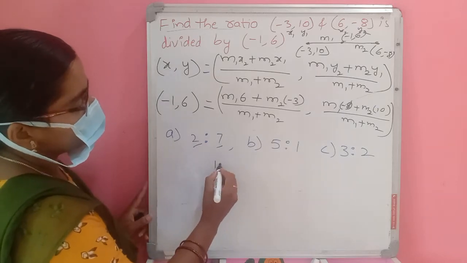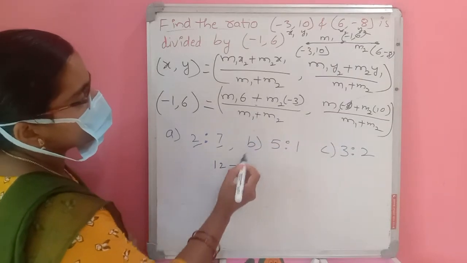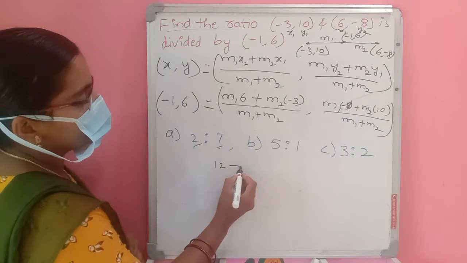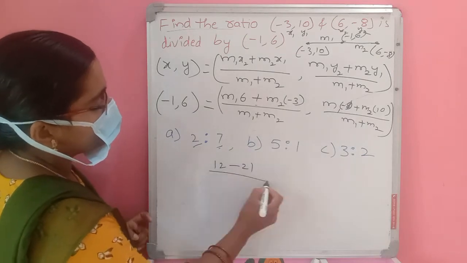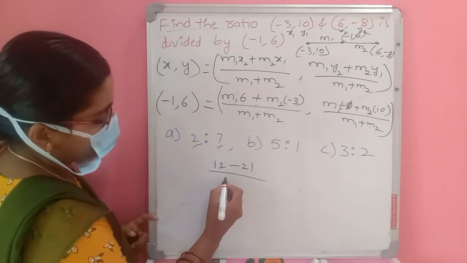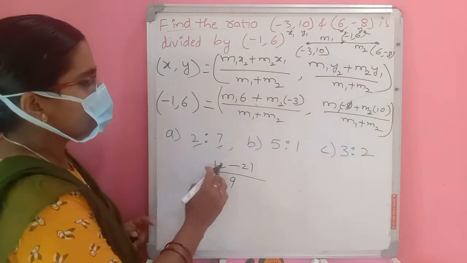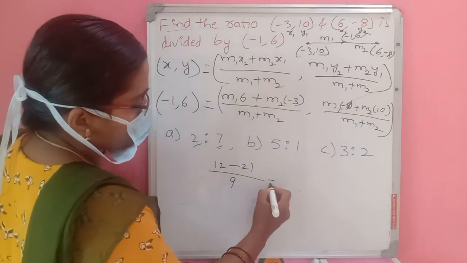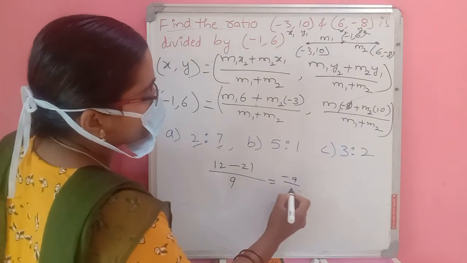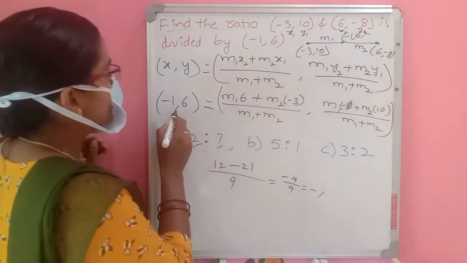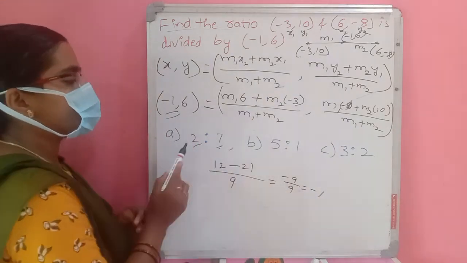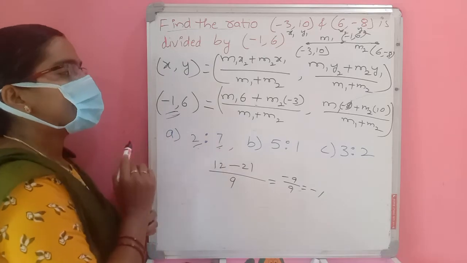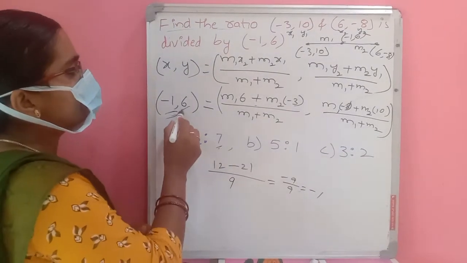6 2s are 12, plus minus 3 into m2 which is 7, 3 7s are 21, by m1 plus m2, 2 plus 7 is 9. So 12 minus 21 is minus 9 by 9, that is equal to minus 1. Yes, we got minus 1. If you substitute 2 is to 7 in this, you get minus 1. Substitute in this also, you get 6.